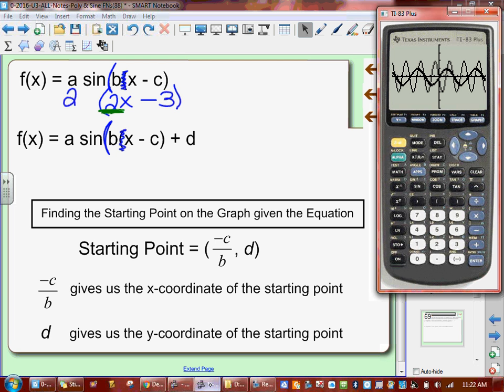To the right. How far? 3 to the right. All right. Okay.